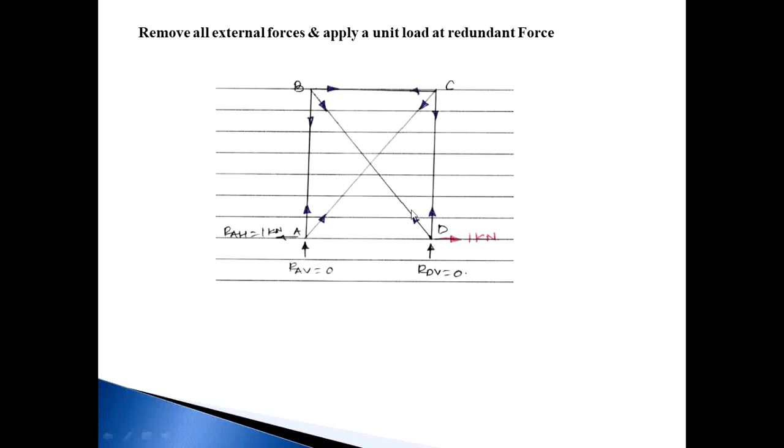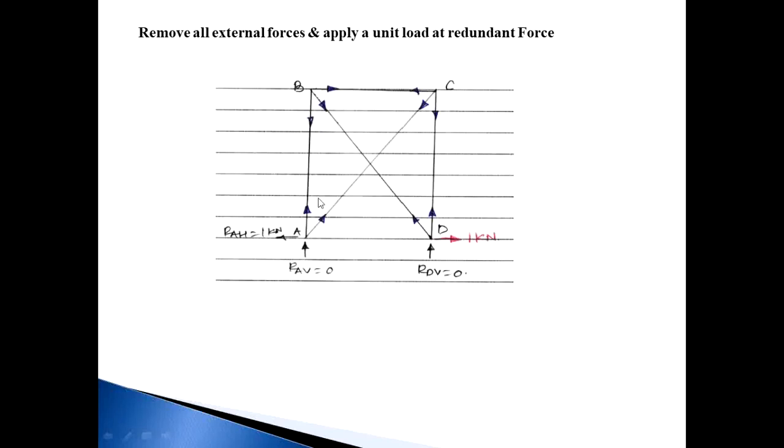So there are no vertical forces in the system. So RAV and RDV are equal to 0. Then RAH is equal to 1 kilonewton, because at point D 1 kilonewton is going to the right side. So RAH is equal to 1 kilonewton on the left side. Then we need to find the forces in the members due to this 1 kilonewton applied force.